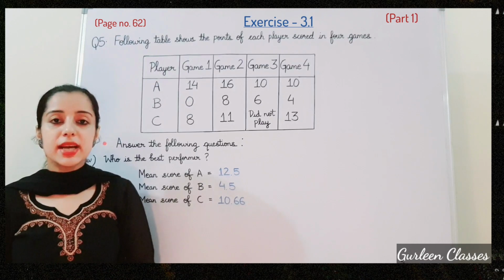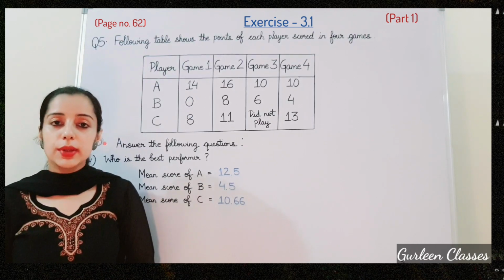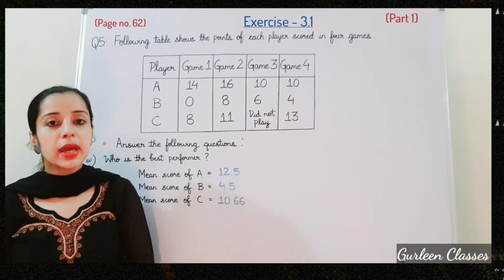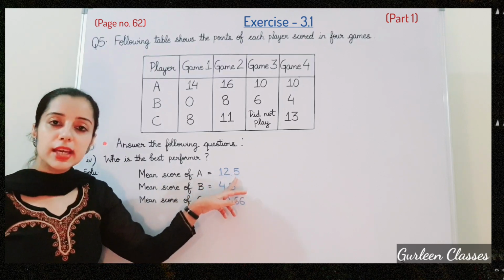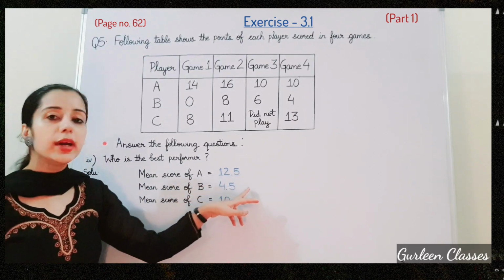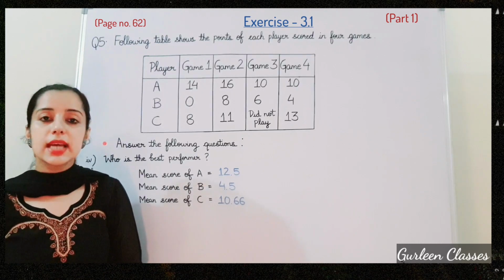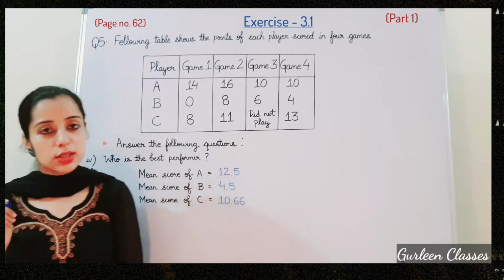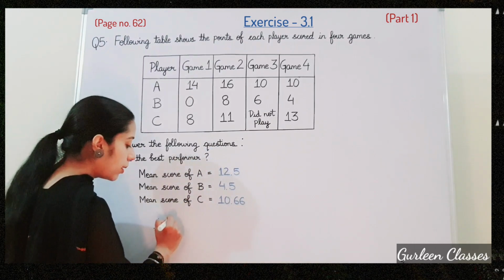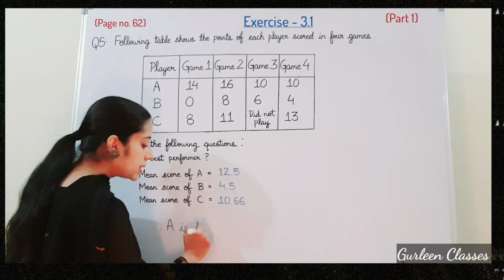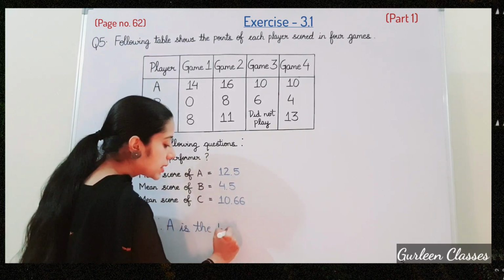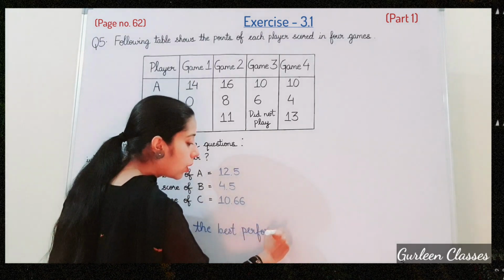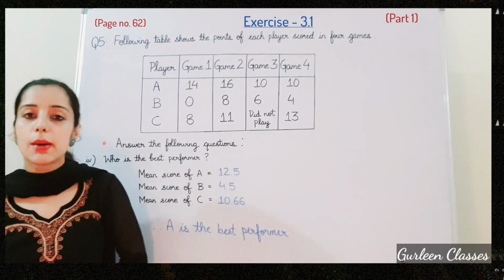Fourth part, who is the best performer? So students, we have calculated mean score of A, B and C. So let us see which is greatest among these 3. Mean score of A was 12.5. Mean score of B was 4.5. And mean score of C was 10.66. So out of these 3, which is greatest? 12.5. So let us write here: therefore, A is the best performer. Why is he the best performer? Because 12.5 is greatest among all 3.